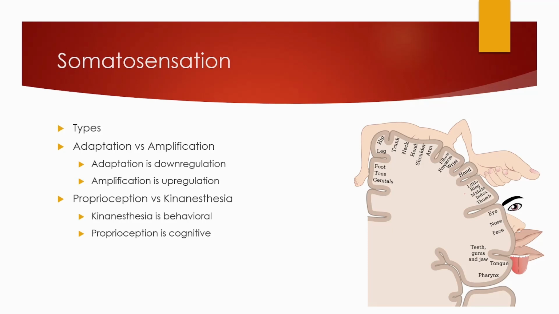Positioning, or proprioception, is a cognitive process where your brain recognizes that you are in space and positions itself in an appropriate way. Kinesthesia is a similar process, but it's more behavioral. It is how our body moves.